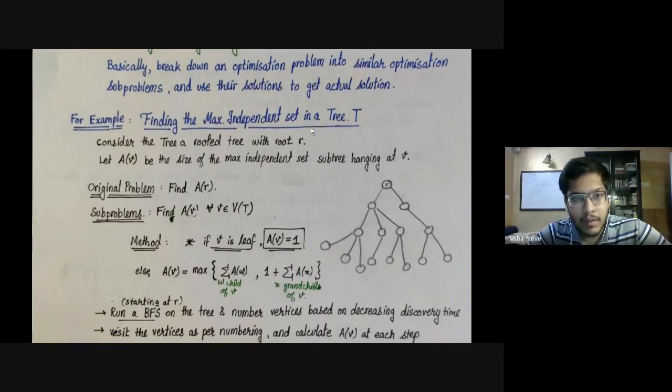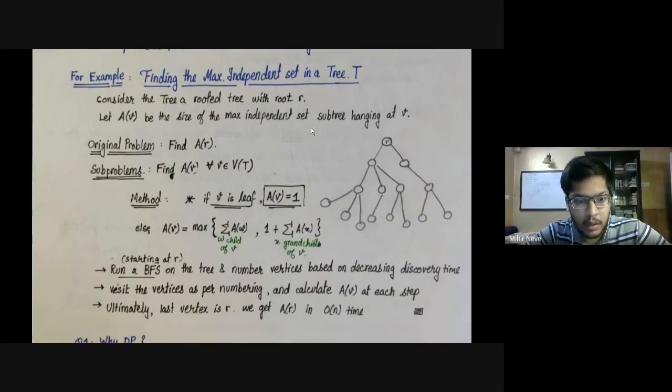So let's look at a very simple example that we saw in our algorithms class: finding the maximum independent set in a tree T. You are given a tree, let's call it T, and this tree can be rooted. Let's say it is rooted at this vertex R. Now what you want to find out is the size of the maximum possible independent set in this entire graph.